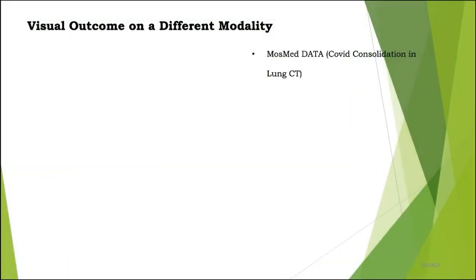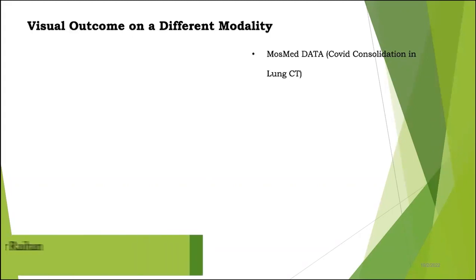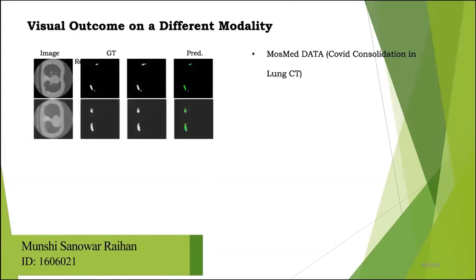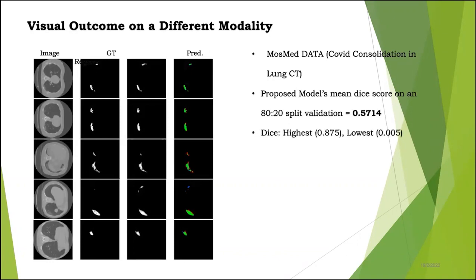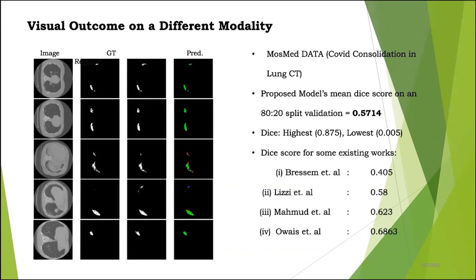We have also tested our method on a different modality of CT scan. Here, we are showing some visual results on the MosMed COVID consolidation lung dataset. Our proposed method achieves a mean DICE score of 0.5714. The highest score on the validation set was 0.875 and the lowest was 0.005. Although we did not have CT scan data in our mind when we designed our algorithm, it achieves quite a good score in this domain, but it could not beat the state of the art compared to the existing works.